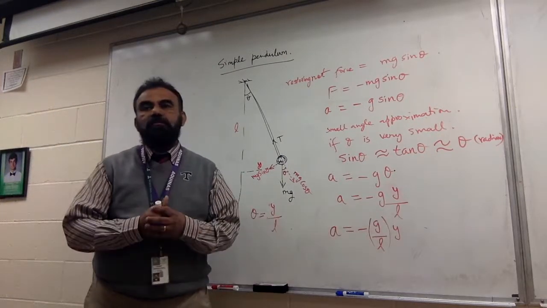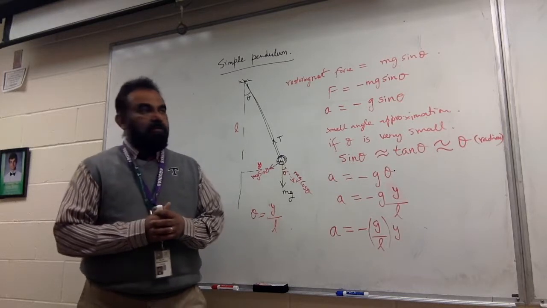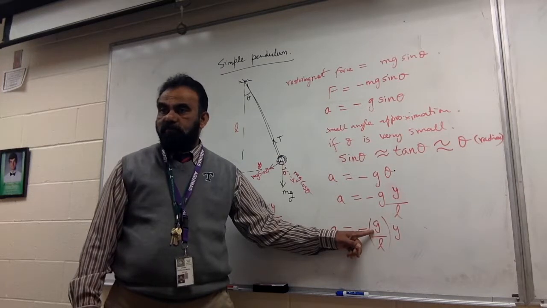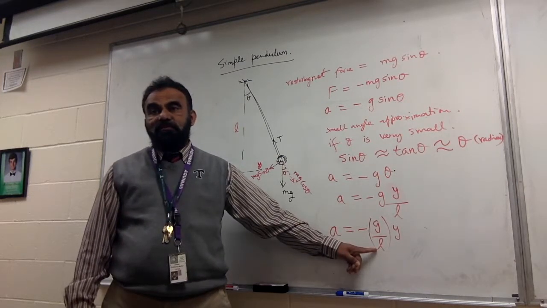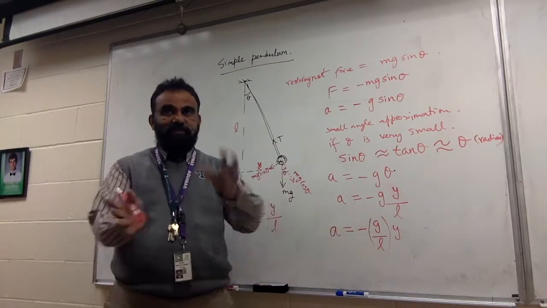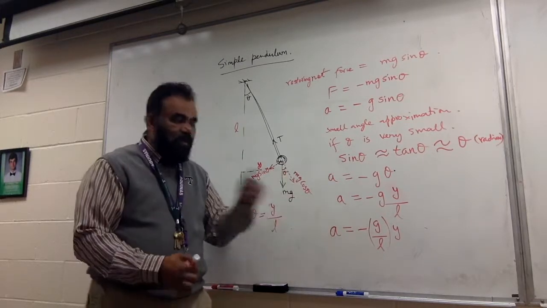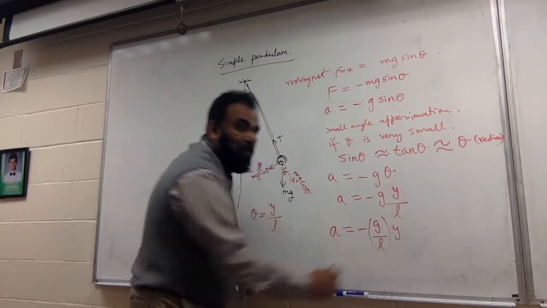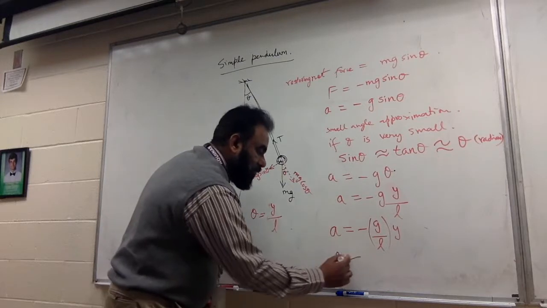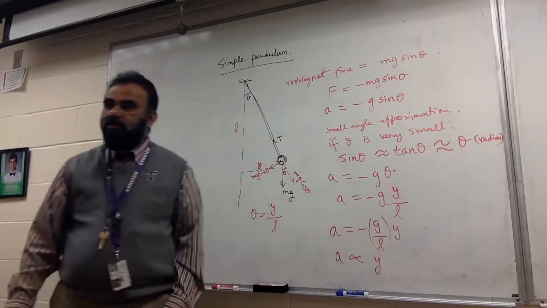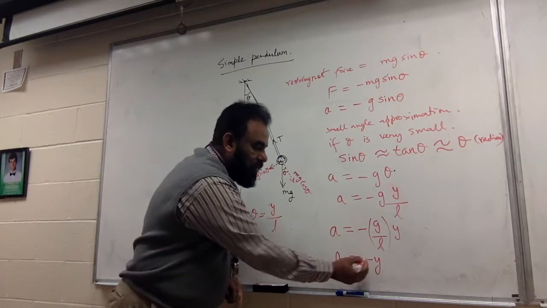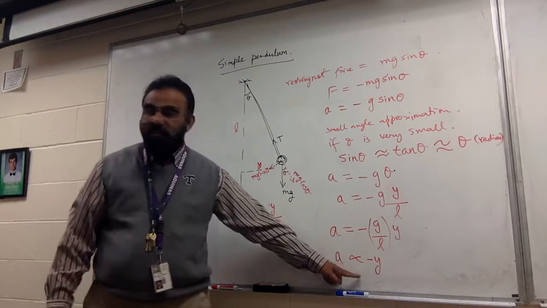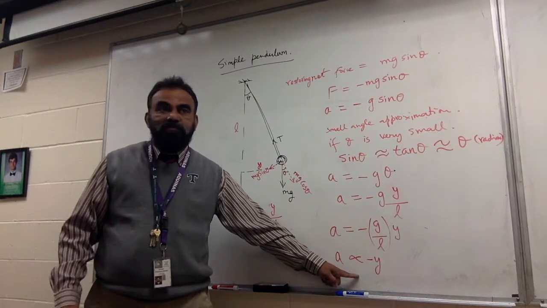g over L. Now, is g a constant? Is L a constant? So g over L is a constant by itself. And now what do you see in this equation? You can see in this equation, acceleration is directly proportional to displacement. You see it? And is directed towards the mean position. Do you see that equation clearly displaying those two qualities?